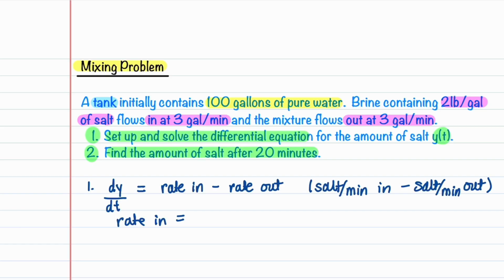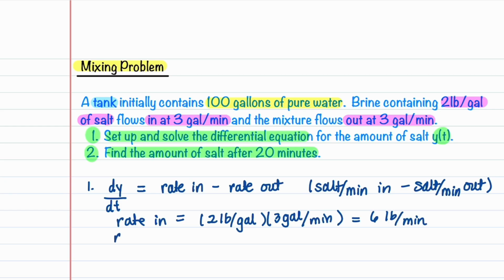We are told that brine is flowing in, and that has a concentration of 2 pounds per gallon. And it's flowing in at a rate of 3 gallons per minute. So we're going to multiply this by 3 gallons per minute. And this is equal then to 6 pounds per minute.